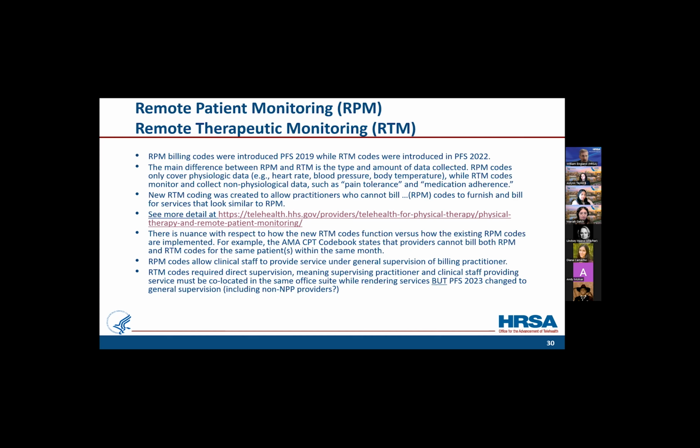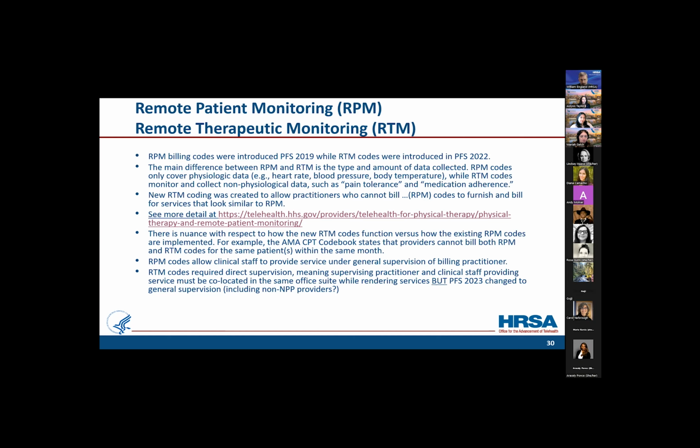RPM codes were heavily introduced in the physician fee schedule in 2019, although the first RPM code was in 2002. It wasn't particularly heavily used, but just in time for COVID, CMS moved into RPM billing codes and made it reimbursable. Then in 2022, they introduced RTM, remote therapeutic monitoring, and it is different than RPM. And it's important to understand those distinctions.